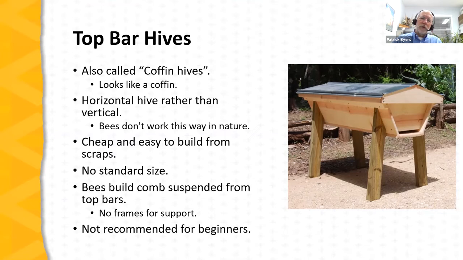It's cheap and easy to build. There's no standard size. And there is a bar suspended inside under the top of the bar hive. And the bees just build comb suspended from this top bar. There are no frames, for example, for support. Now, obviously, it's more difficult to examine this colony. And when it comes time to harvest the honey, frequently this is done by just drawing the comb out and crushing the comb to draw forth the honey.